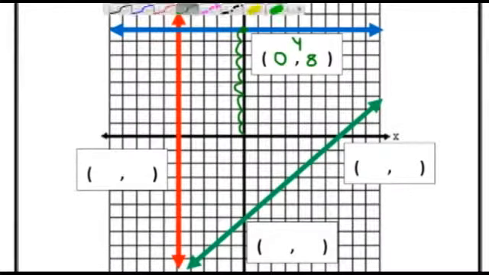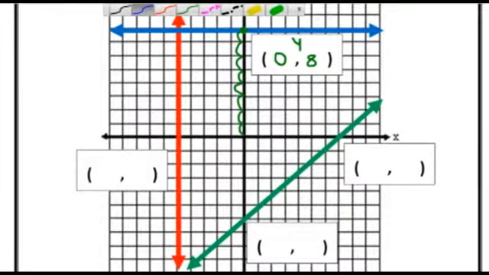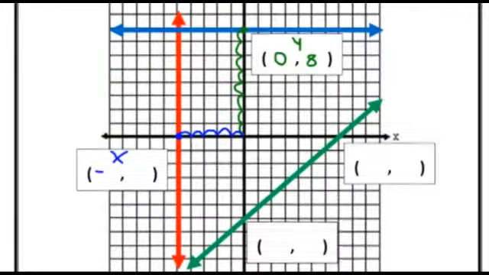Let's look at this point right here, where the red line crosses the x-axis, making this an x-intercept. We go left or right first to get our x-coordinate. We went left 1, 2, 3, 4, 5. Because it's left and left is negative, we have negative 5. I don't need to go up or down, so my y-coordinate is 0.